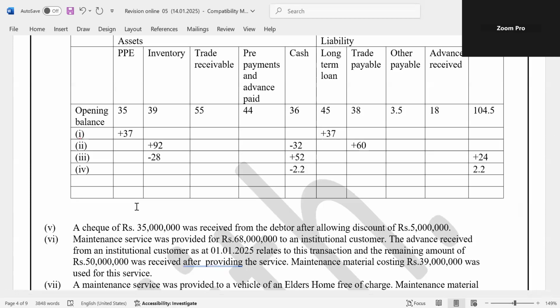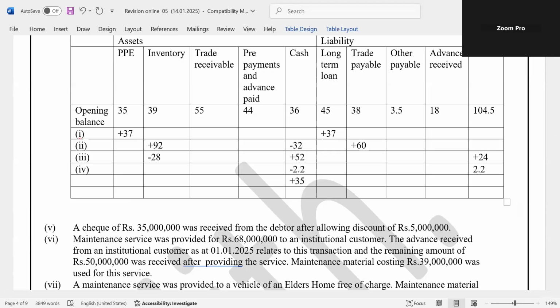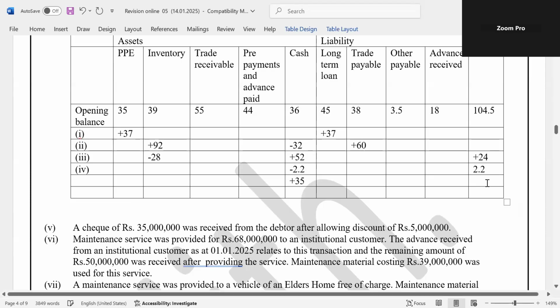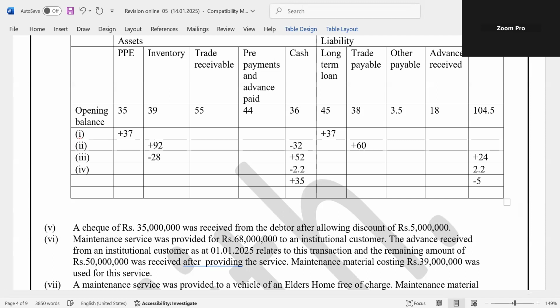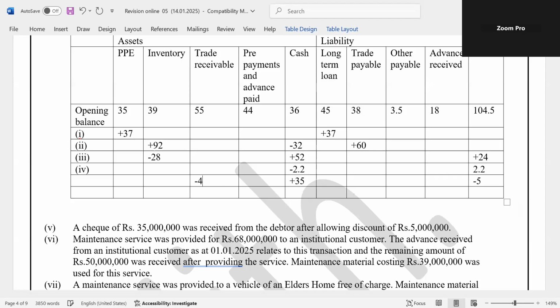A check of 35 million was received from a debtor after allowing a discount of 5 million. Therefore, cash increase 35. Discount allowed is an expense, equity minus 5 million. And for the debtor, trade receivable decreases by the total value, 40 million, debtor minus 40 million. A check received is like cash received.